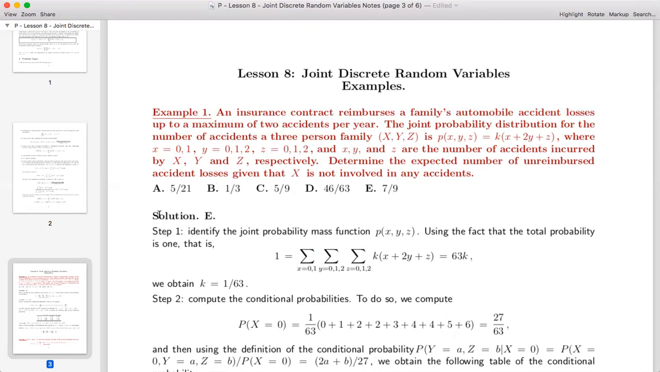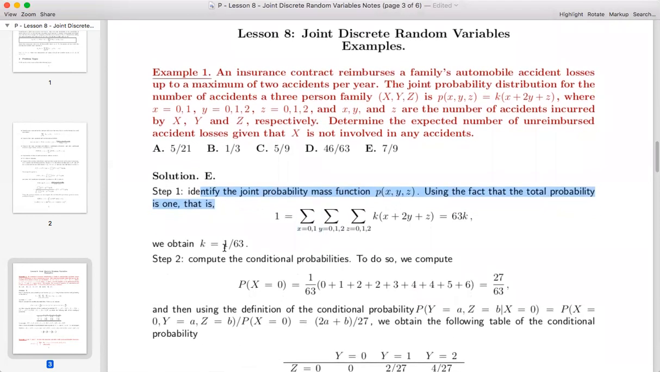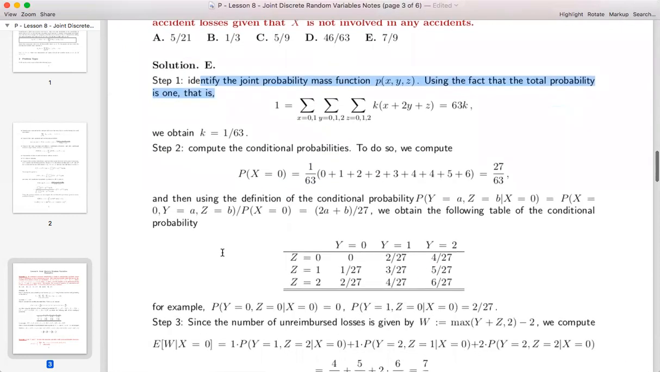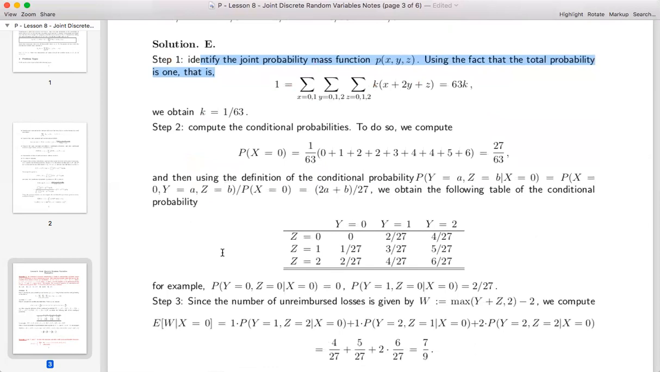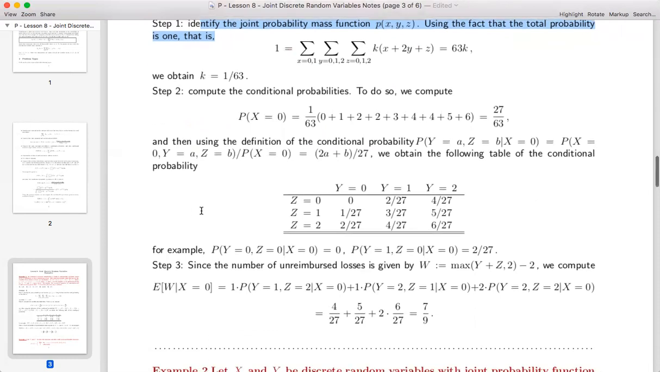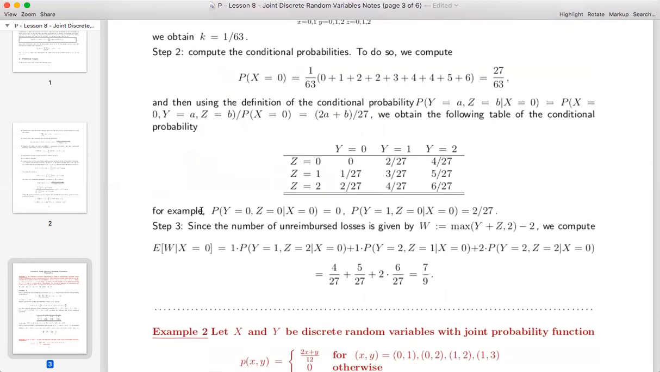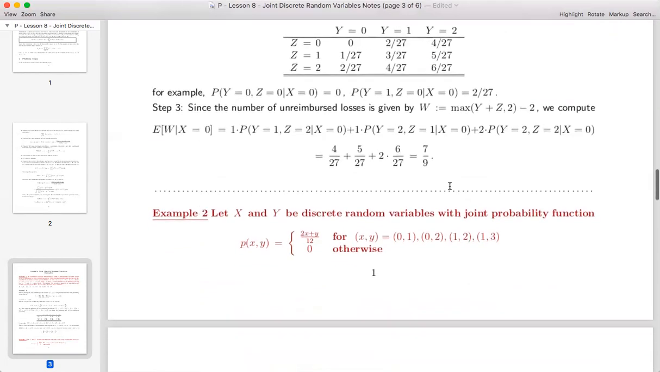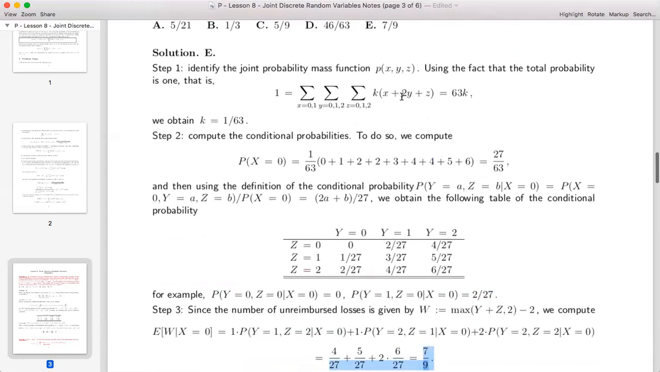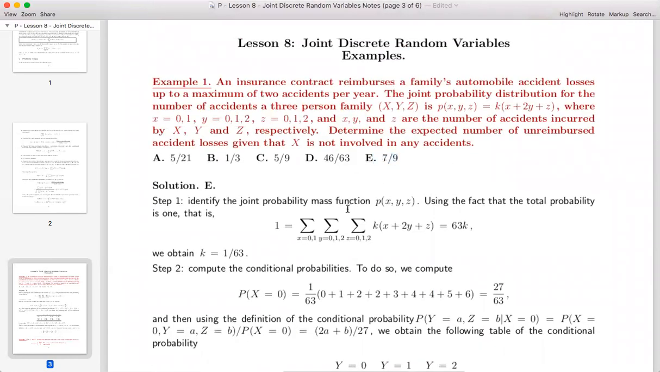So we have our 3 steps. Calculate the probability mass function and make sure it sums to 1. So that means we have to figure out what our K is. In doing that, we get K is equal to 1/3. Now we need to compute the conditional probabilities when X is equal to 0. And then using that, we can calculate the expected value of our unreimbursed losses. So that means when our accidents are greater than 2. And from that, we get 7/9 is the expected number of accidents that are unreimbursed.